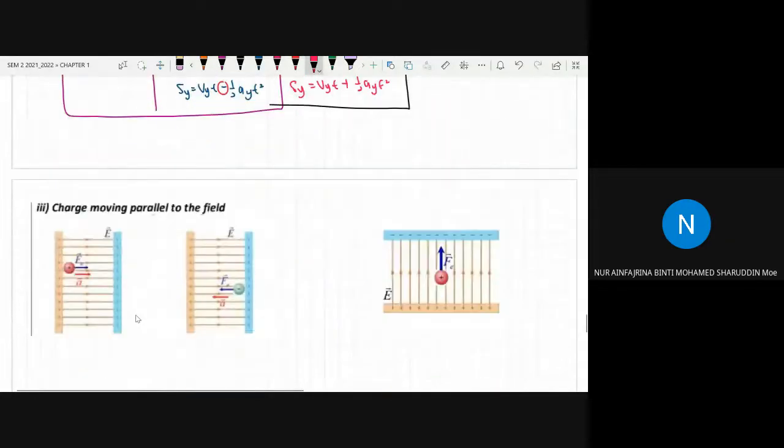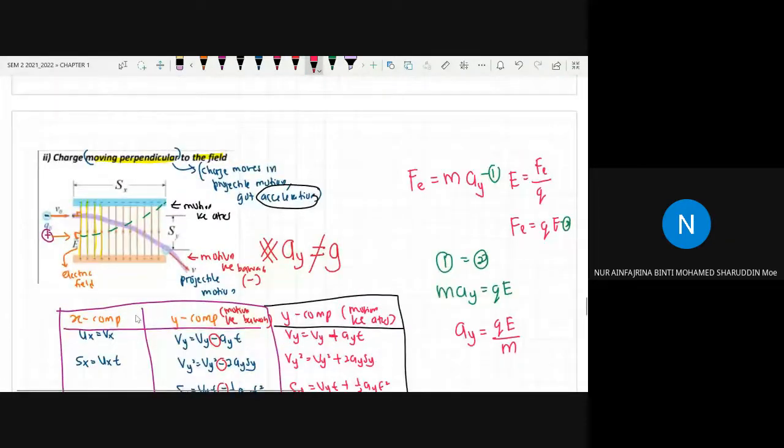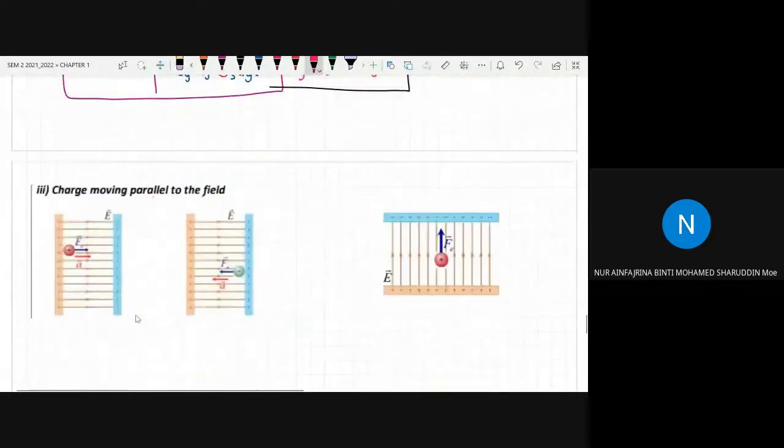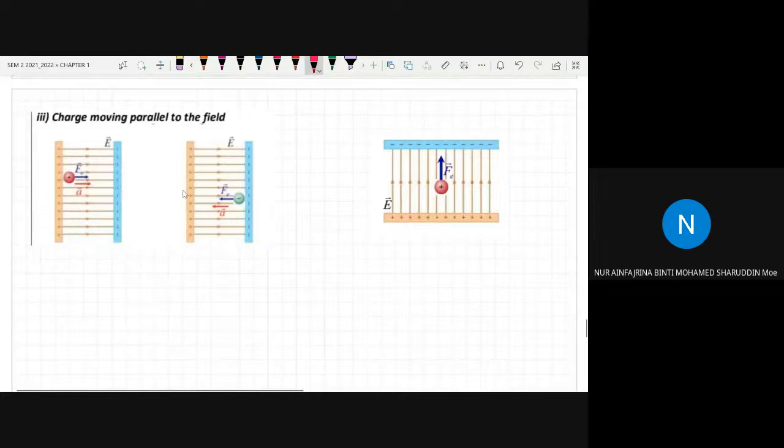Okay, I'll proceed. So that was the second case, charge moving perpendicular to the field. But now, charge moving parallel to the field. It means now the charge will move parallel to the electric field. Whenever the charge is moving, remember, it will have acceleration. So earlier we can use electrostatic force equals mass times acceleration.